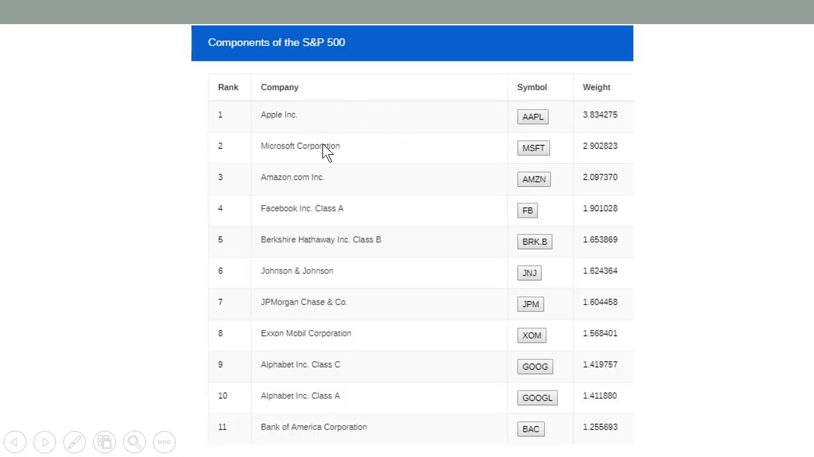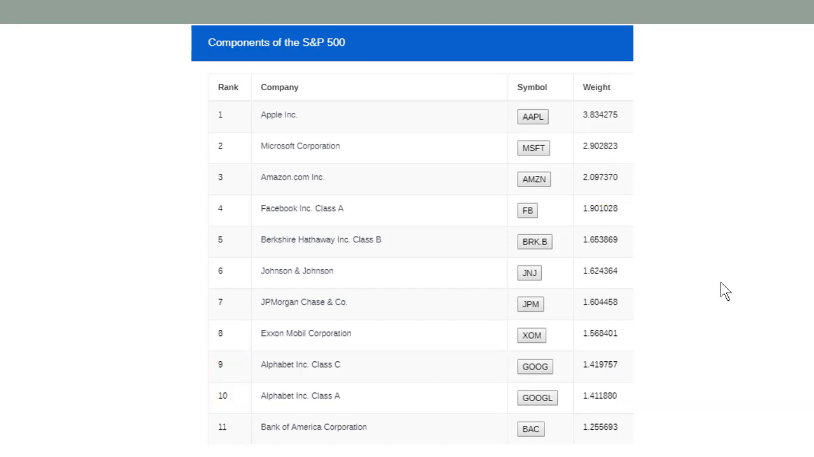It's Apple, Microsoft, Amazon. But before you go too far, you have to actually recognize Alphabet, which is Google, is broken into two different components over here. If you start adding them up, Google is right there with Microsoft. It's larger than Amazon as well.